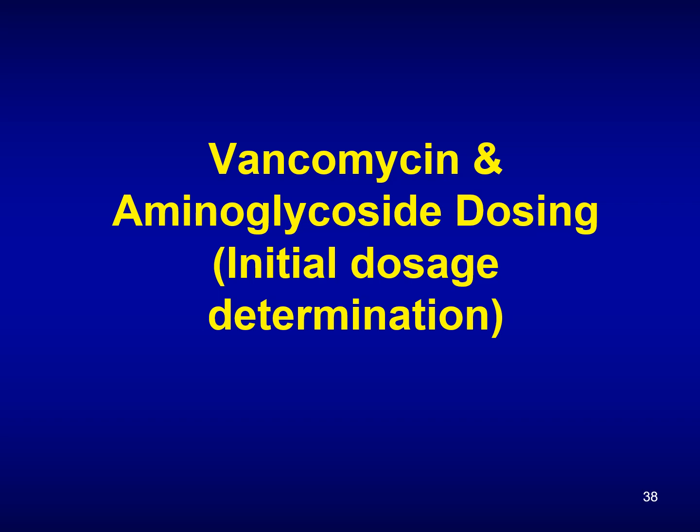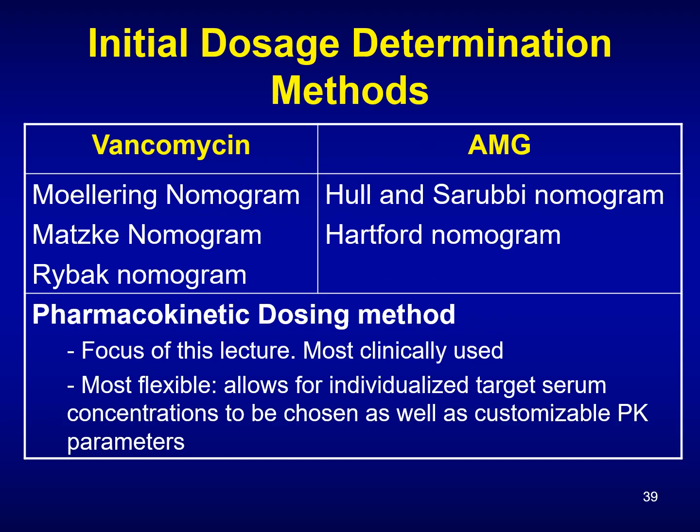Now moving on, how do we determine initial dosage for vancomycin and aminoglycoside? There are nomograms out there which can help with initial dosage determination, which won't be part of my lecture. The pharmacokinetic dosing method is what I will be focusing on, and this is most clinically used because it allows for individualized target serum concentrations to be chosen, as well as customizable PK parameters.